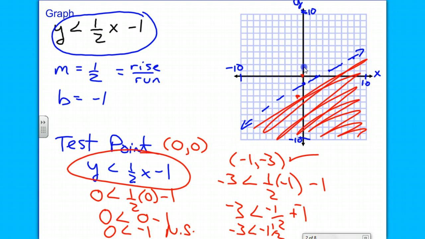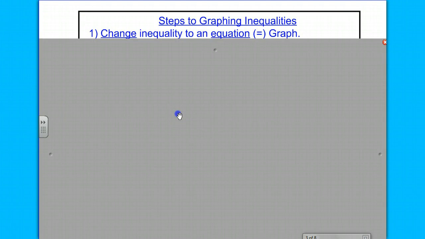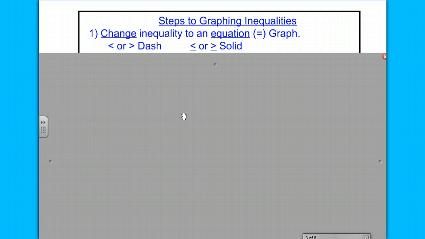If you test a point that's not true, you have to shade the opposite side. Okay, thumbs up if you understand? Good. Steps to graphing inequalities. So the first step was we graphed the what? We graphed the inequality as though it was a line, right? We changed it to basically an equation and we graphed it. But we said if it is a less than or greater than and does not have an equal sign under it, the line has to be dashed.